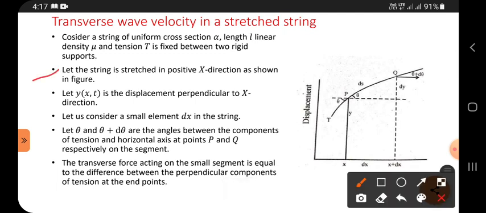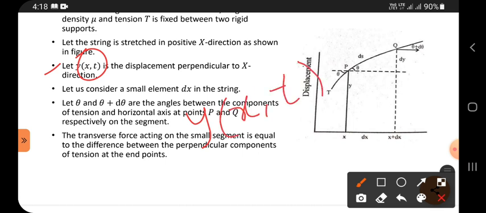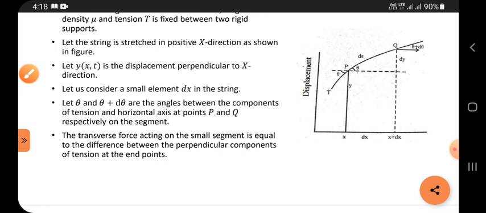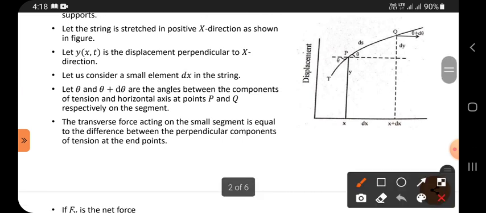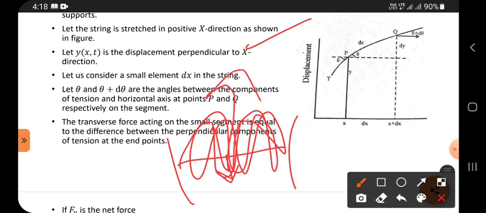Let the string be stretched in the positive x direction as shown in the figure. Positive x direction means, if this is the origin, the stretching is along this direction only. Let y of x comma t be the displacement perpendicular to the x direction. Y of x comma t means y is a function of x and time, distance and time. It must be perpendicular to the x direction. Why? Because if the string is stretched like this and you pluck it in the middle, the vibrations are up and down, along the y direction.